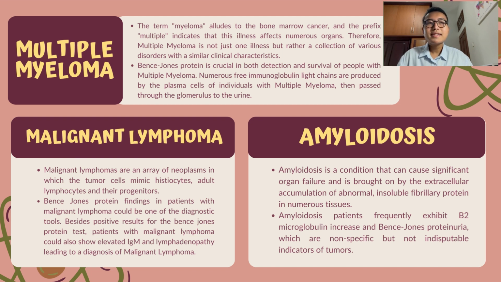Bence-Jones protein findings in patients with malignant lymphoma could be one of the diagnostic tools. Besides positive results for the Bence-Jones protein test, patients with malignant lymphoma could also show elevated IgM and lymphadenopathy, leading to the diagnosis of malignant lymphoma. The next one is amyloidosis. Patients with amyloidosis frequently exhibit B2 microglobulin increase and Bence-Jones proteinuria, which are non-specific but non-indisputable indicators of tumors.